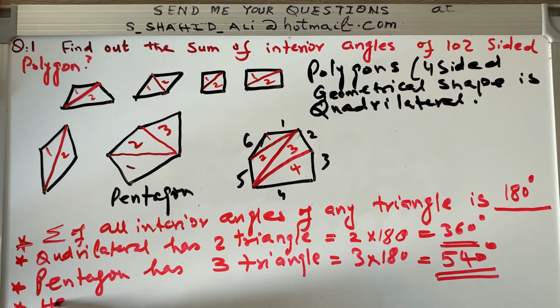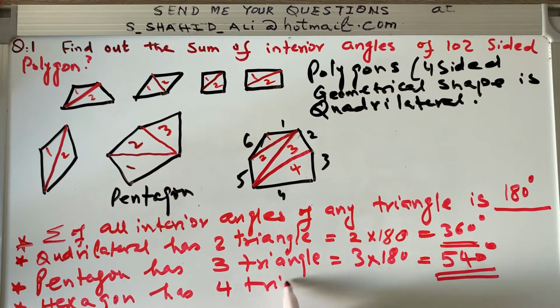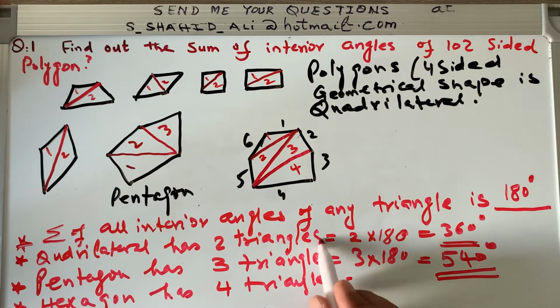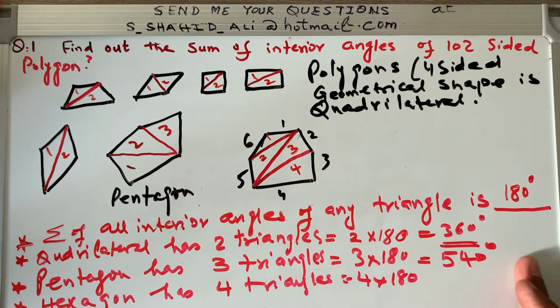Hexagon. A hexagon is a 6-sided figure. How many triangles does a hexagon have? 1, 2, 3, 4. 4 triangles. So the sum of the interior angles will be 4 times 180, which is 720.